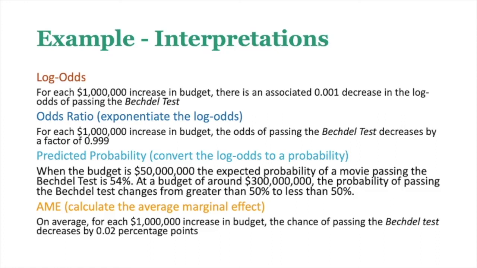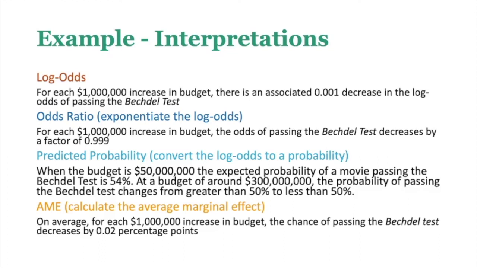Now the odds ratio is just the exponential of the log odds. It would say for each $1 million increase in budget, the odds of passing the Bechdel test decrease by a factor of 0.999. Because we're going to go over these in more depth in a later lecture, I just wanted to have these here to help you understand that when your model gets more complicated, the interpretation tends to get a little bit more complicated too. But each of these, when you get down to it, becomes interpretable.